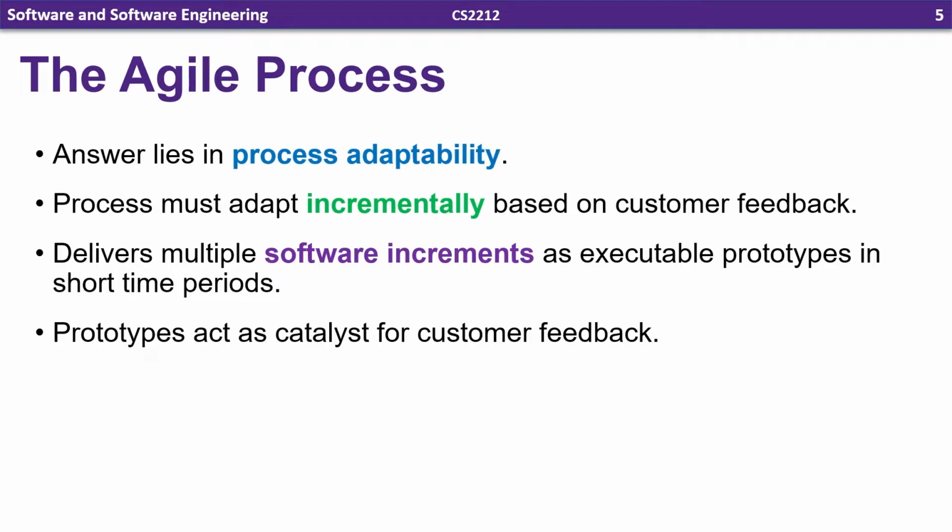Another big part of the Agile process is the rapid development of software increments as executable prototypes, usually within 2 to 6 week periods. And these prototypes are important because they act as a catalyst for customer feedback. Customers don't always know what they want in the requirements gathering phase, and when they actually have something in front of them, it helps them understand what their real requirements are, what they actually like or don't like about the software.